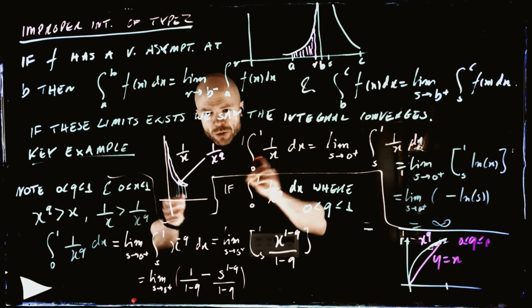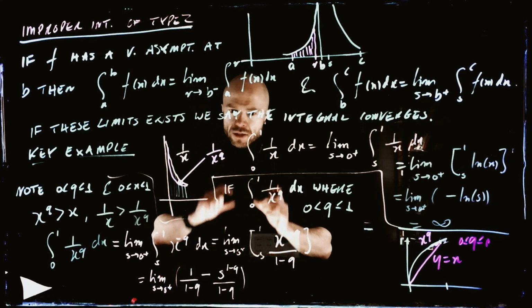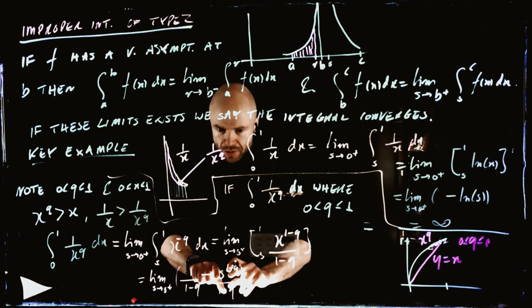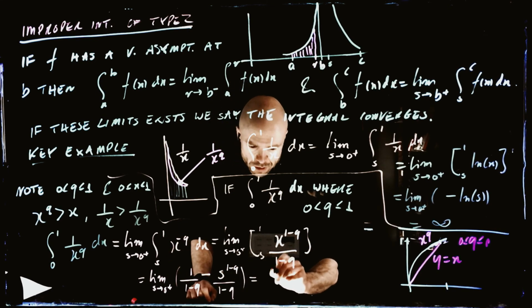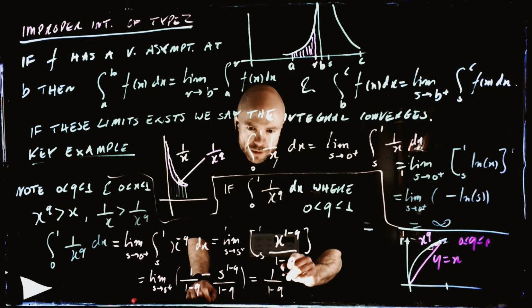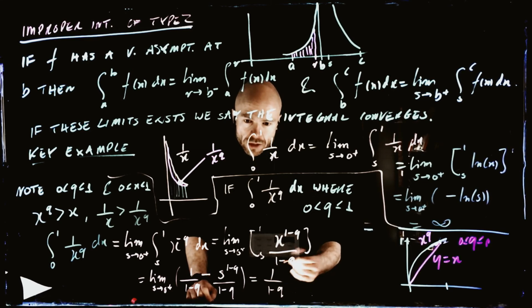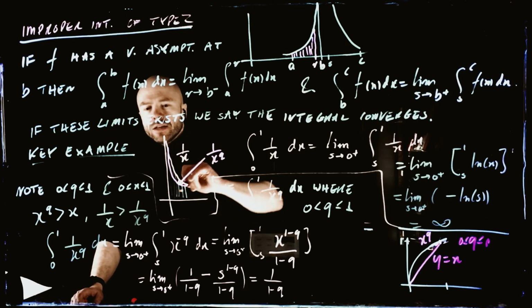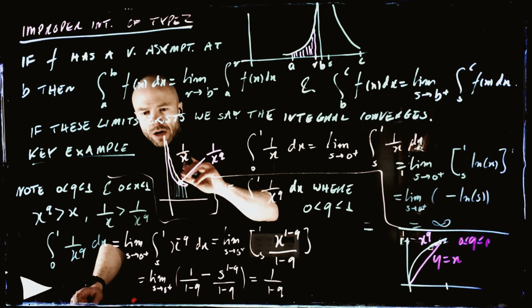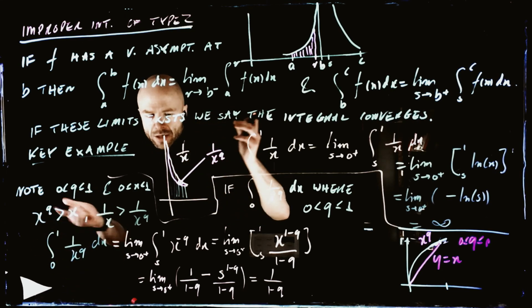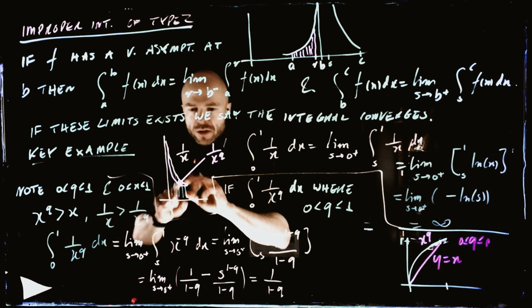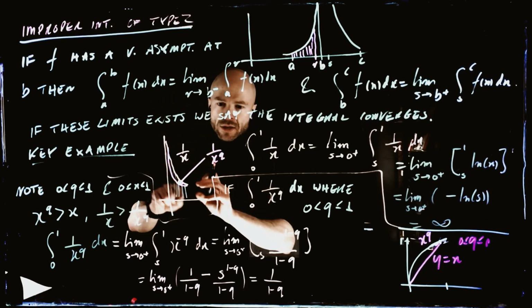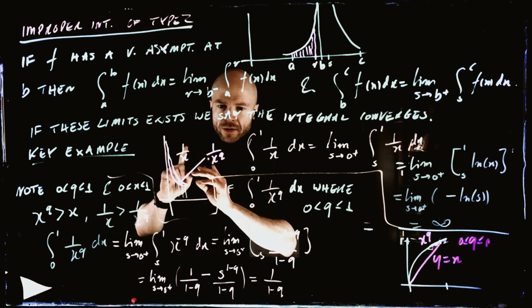And since q is between 0 and 1, 1 minus q is a positive number. So as s goes down to 0, this thing vanishes. So this is just equal to 1 over 1 minus q, which is a number, which converges. So then this integral indeed does have finite area underneath its graph. It still has this vertical asymptote, still blowing up pretty fast, but it's not blowing up so fast that the area underneath it is infinite. The area is finite.